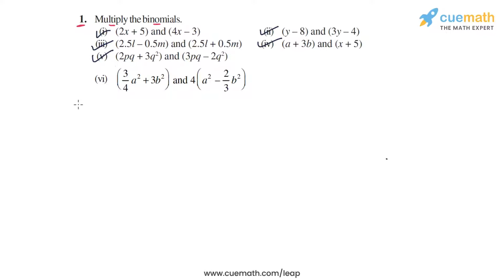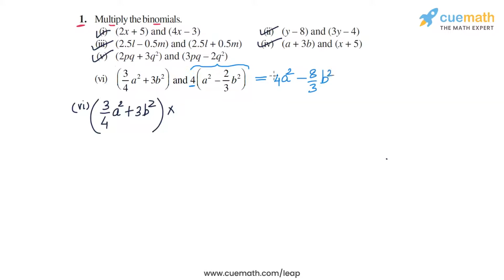Okay, now we finally come to part 6, the last part of this question, in which we have to multiply 3 by 4a square plus 3b square, this is the first binomial, with this expression that we have 4 times a square minus 2 by 3b square. So first let me multiply the 4 outside the bracket with each of the two terms of the binomial. So the second binomial can be written as 4 into a square minus 4 into 2 by 3b square, or 8 by 3b square. So I'm going to write it like this: 4a square minus 8 by 3b square.